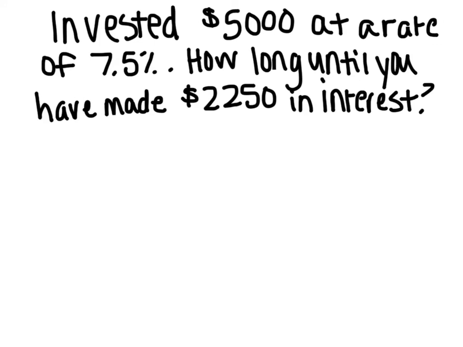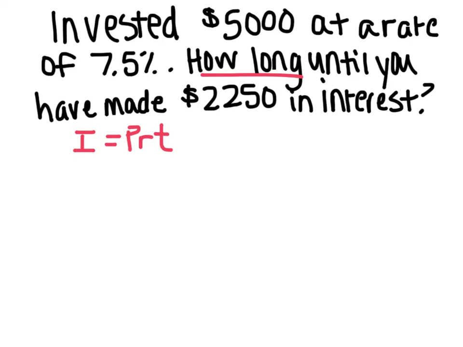Alright, let's take a look at this example. Say you invested $5,000 at a rate of 7.5%. I want to know how long will it take you to have made $2,250 in interest. Let's always start by copying down the formula we're going to use to help us. Interest equals principal times rate times time. Let's see which pieces of this formula we know.